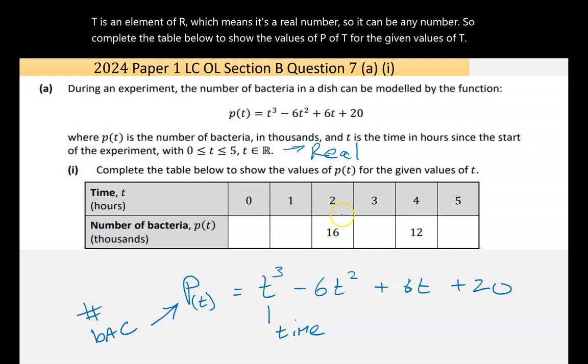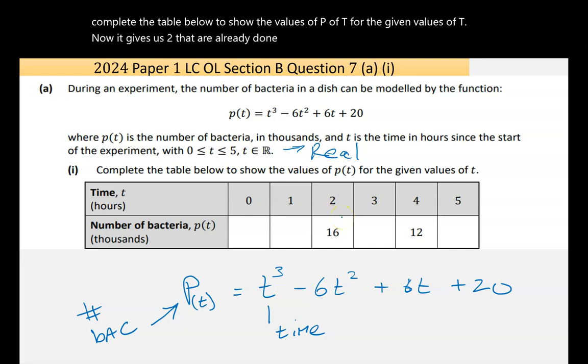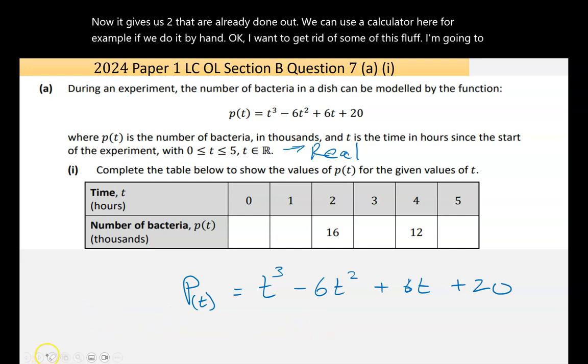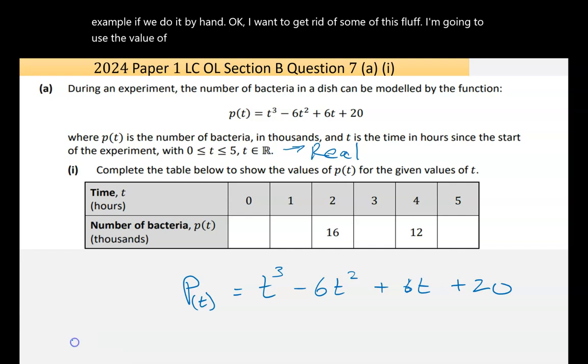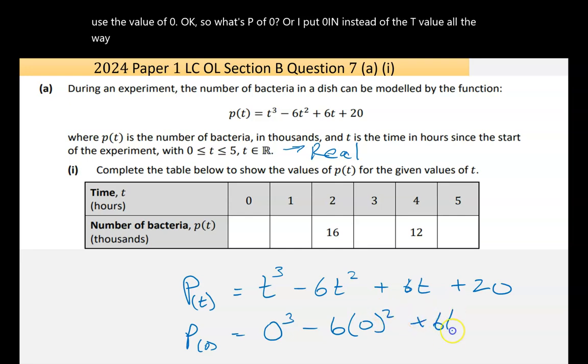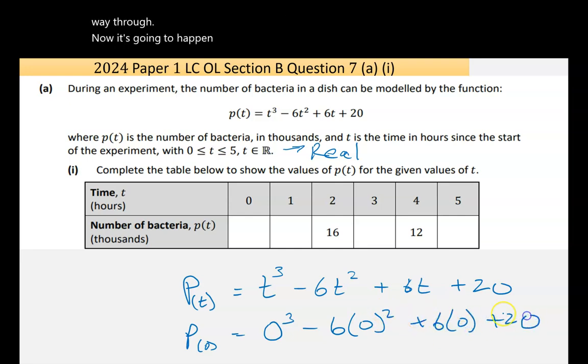Now it gives us two that are already done out. We can use a calculator here. For example, if we do it by hand, I'm going to use the value of 0. So what's P of 0? Well, I put 0 in instead of the t value all the way through. Each one of these terms is going to become 0, and you're going to be left with 20.